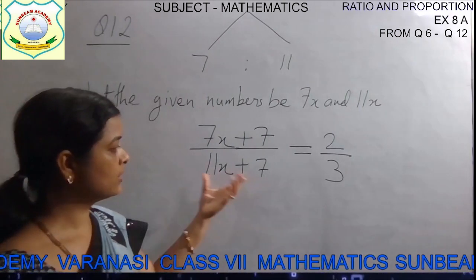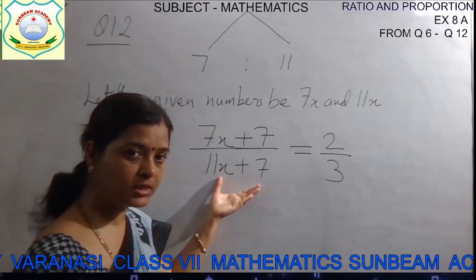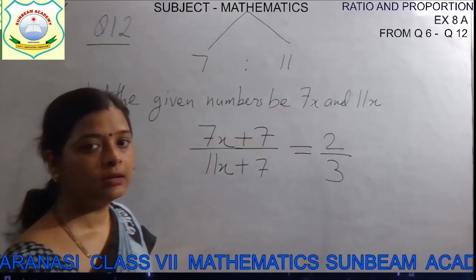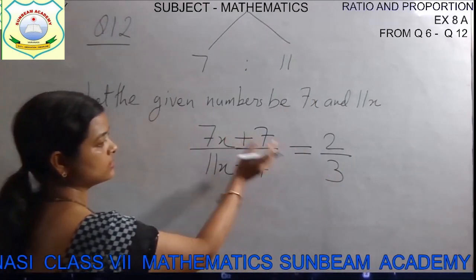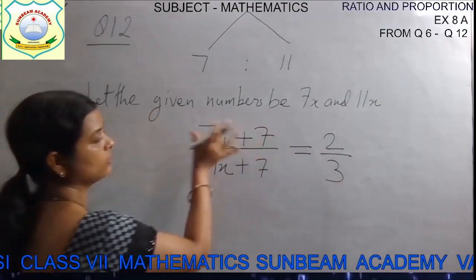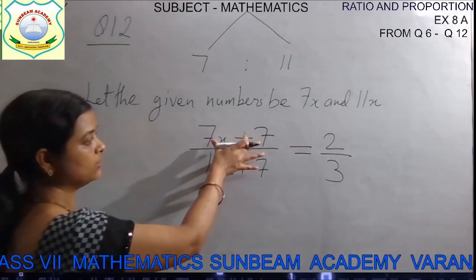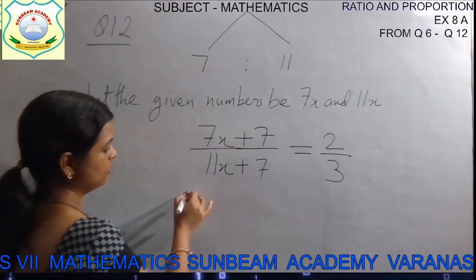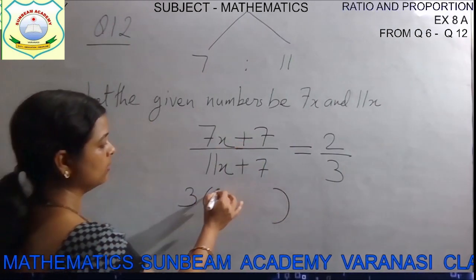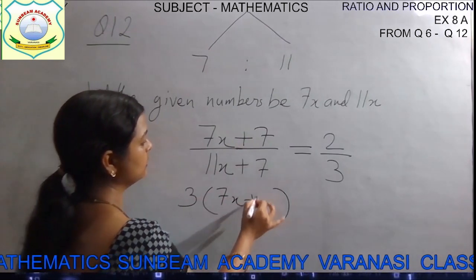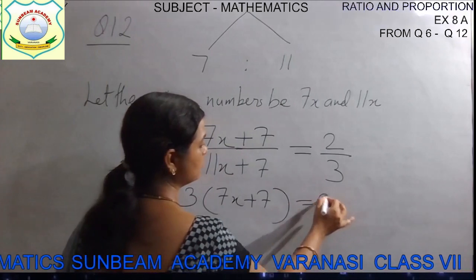We used to transpose the denominator. These are denominators. We used to transpose these denominators to the other sides. So I will transpose 3 to LHS. 3 is in denominator here. 3 will go to numerator and it will multiply with 7x plus 7. So 3 when transposed, you have to keep it in bracket, children, because 3 is multiplying with both 7x and 7. That is equal to 2.